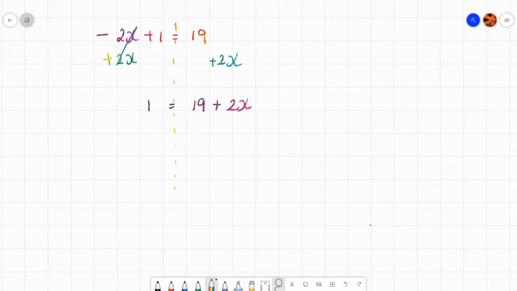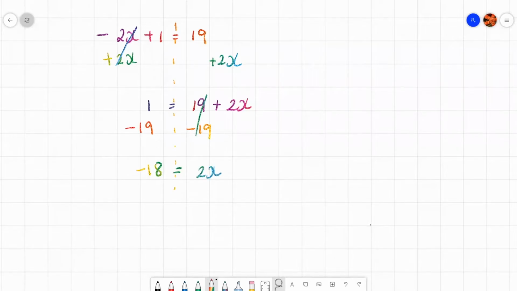Remember, I can't add the 19 and the 2x together because they are different, aren't they? They're not the same, so they can't be added together. So I need to get rid of the number now, minus 19 on both sides. I've now got to do 1 take away 19, which is minus 18. 19 take away 19, nothing.